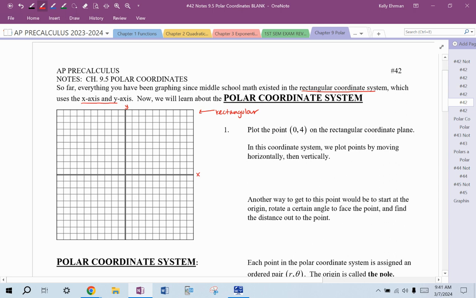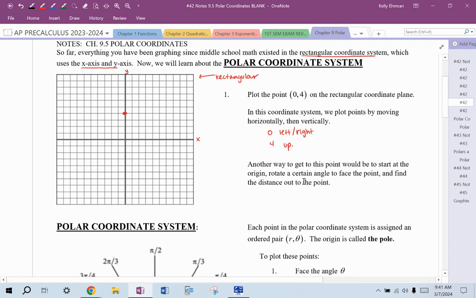So it says plot the point 0, 4 on the rectangular coordinate system. So that would be right there. In this coordinate system, we plot the points by moving horizontally and then vertically, right? We went 0 left or right, and then we went 4 up to plot that point. So x tells us how far left or right, y tells us how far vertically.